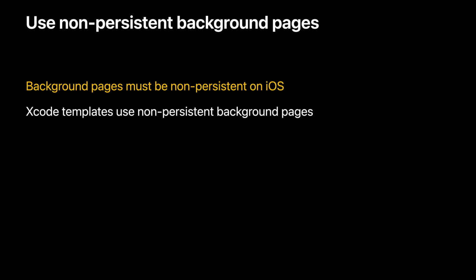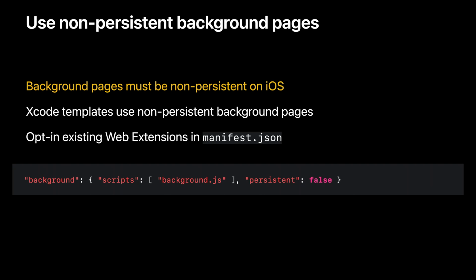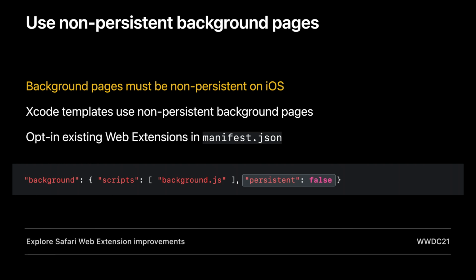on iOS. But if you have an existing extension that uses a persistent background page, like CCreator did, you'll need to change it to be non-persistent. And you can do that by adding that persistent false key in the background section of your manifest. To learn more about some best practices and potential issues you may face when updating an extension to use a non-persistent background page, check out Explore Safari Web Extension Improvements.